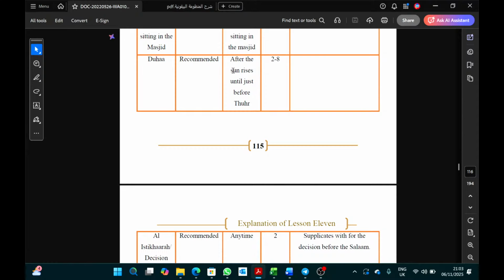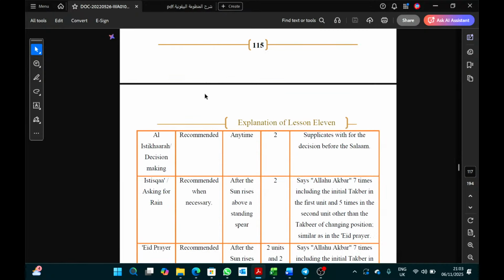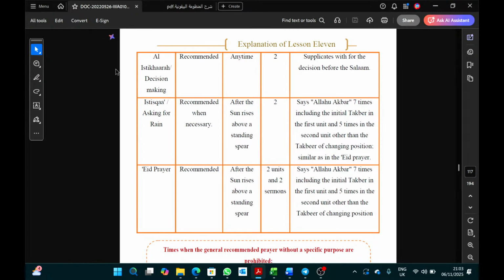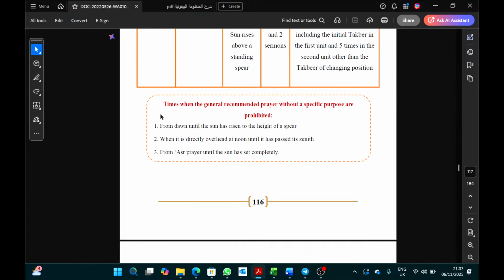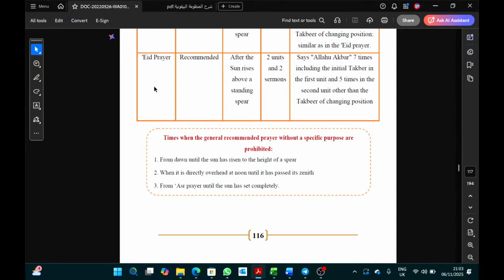Salatu al-Duha, this is after sunrise until before Dhuhr. For example, 2, 4, or 8. And it is permissible to pray more than 8, but the sunnah is up to 8. Istikhara, anytime you make any decision, big or small, don't think it's just for big things, even small things, do istikhara. Istisqa, which is the rain prayer, and then the Eid prayer, which we'll talk about once we get to fasting, inshallah.